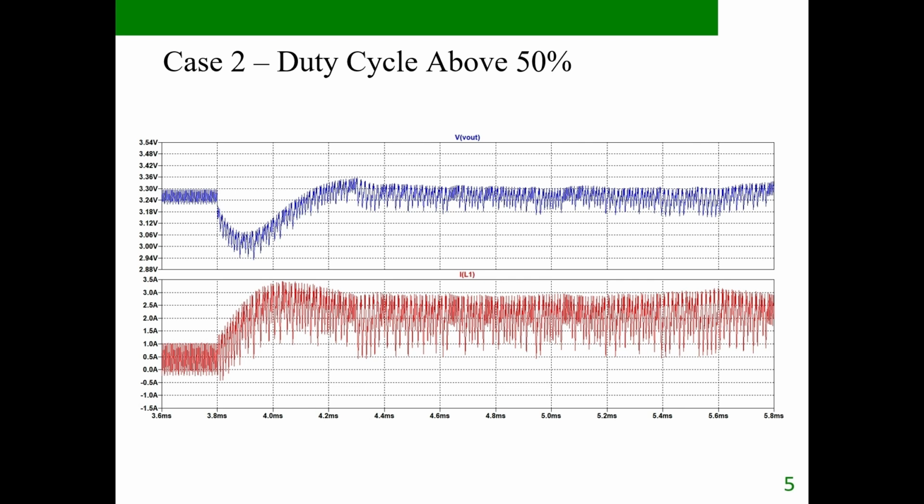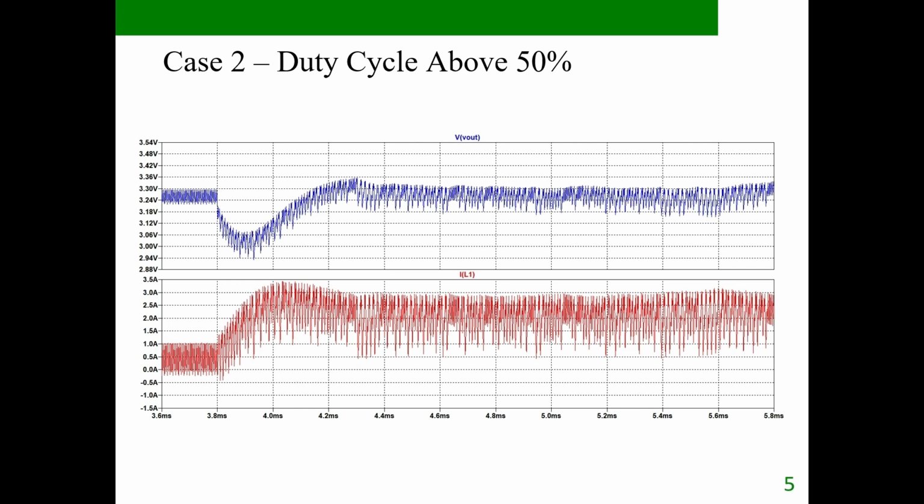At first glance, the converter still appears functional. The output voltage remains regulated around the desired 3.3 volt operating point, and the converter continues responding to the load transient. However, if we compare these waveforms with the previous case, several differences immediately become visible. The output voltage ripple is noticeably larger, and the inductor current waveform no longer appears as clean and repetitive as before.